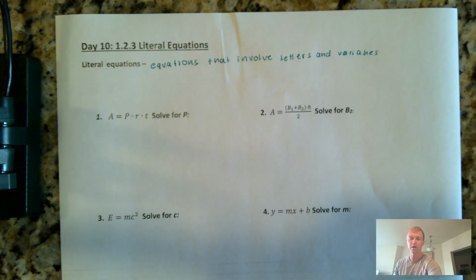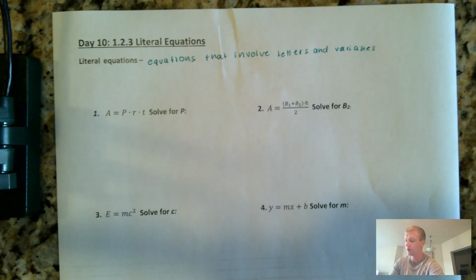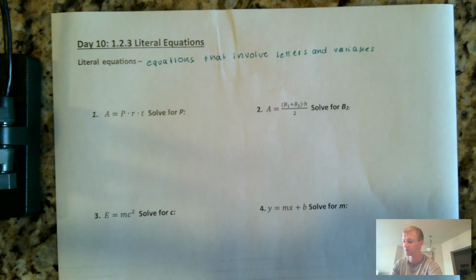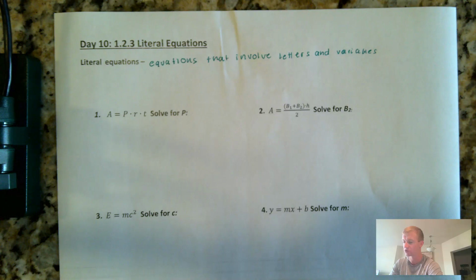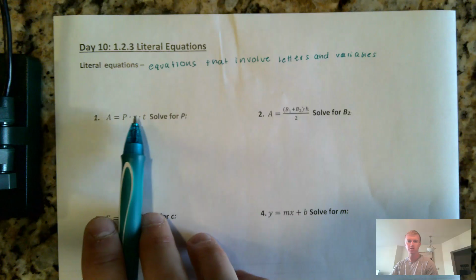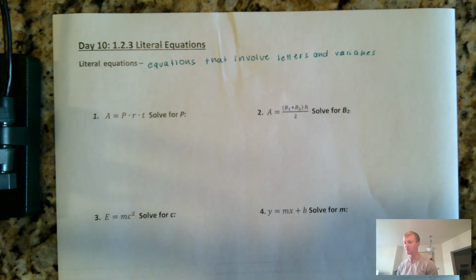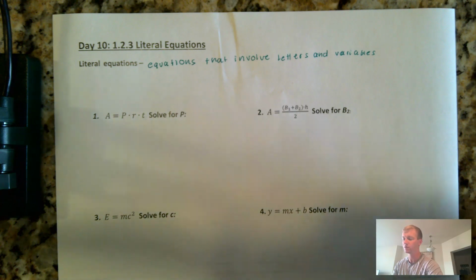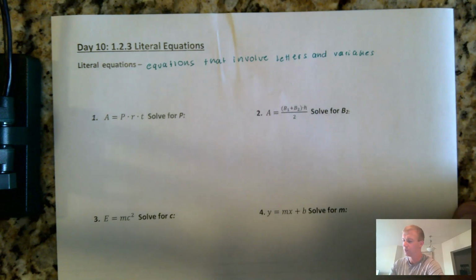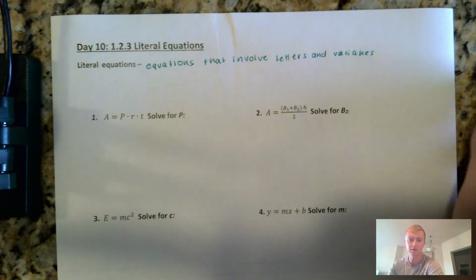All right, so for number one, we're going to jump right in. It says A is equal to P times R times T. This is a usual formula that we've used in math a couple of times. This is actually for interest, if I recall correctly: the principal amount, the rate, and then the time that it increases over. So we're going to solve for the P value in this case and get that by itself.